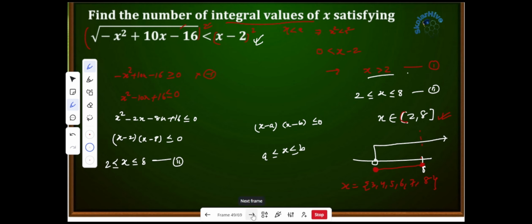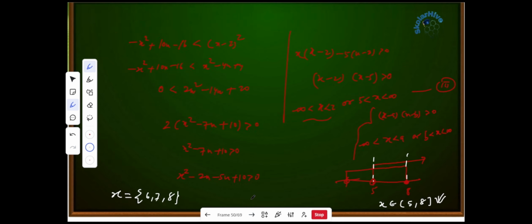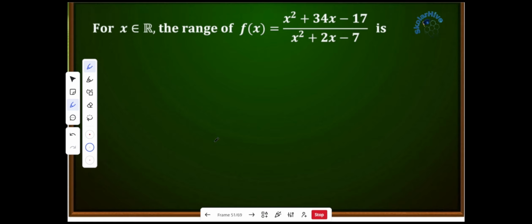I hope this is clear, and you will now be able to solve questions based on this inequality. This is a question I'm leaving for you to try. Solve this and comment your answer in the comment box.